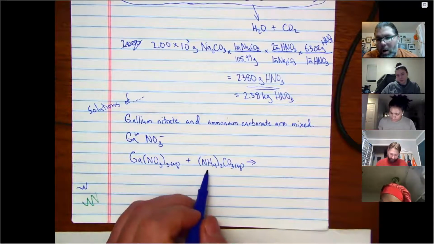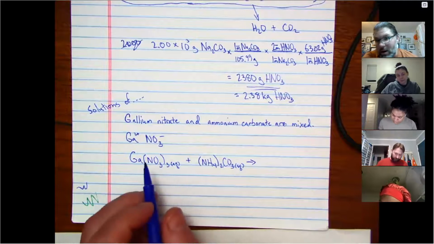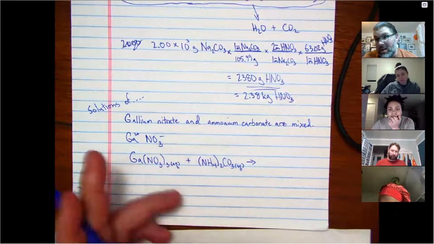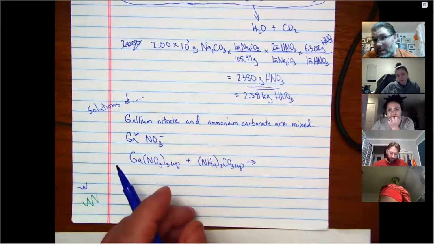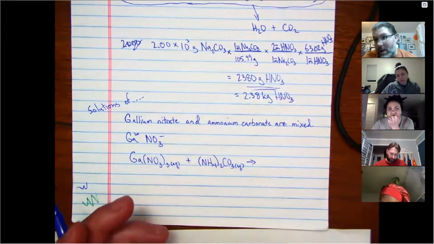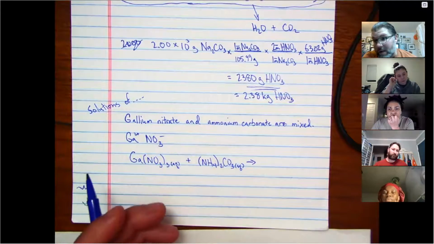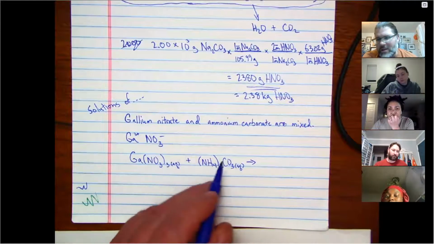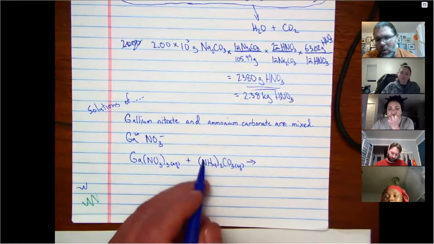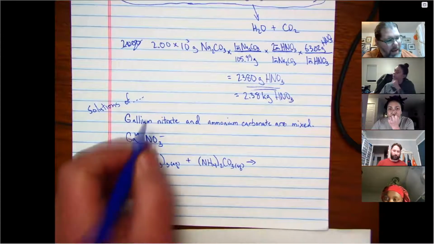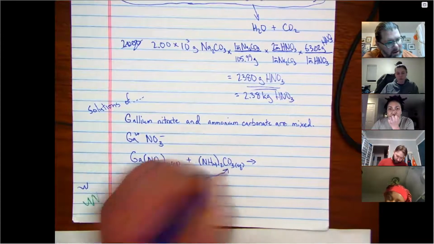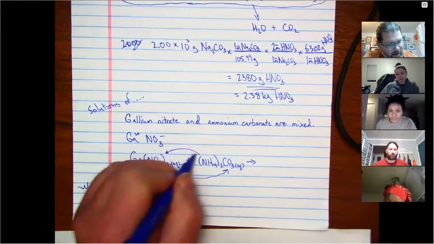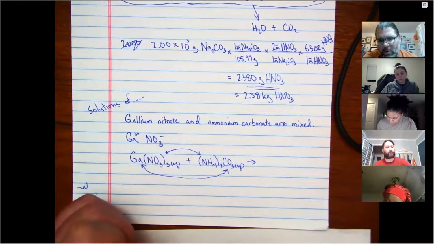So what are our possible products here? If we mix these 2 ionic compounds together, the likeliest thing that can happen is a precipitation reaction. That's the kind of thing we're looking for when we mix ionic compounds. Sometimes other things happen, but if this is a precipitation reaction, we would have to determine whether gallium carbonate is soluble or insoluble, and also whether ammonium nitrate is soluble or insoluble.